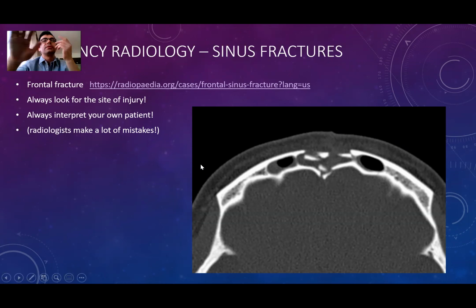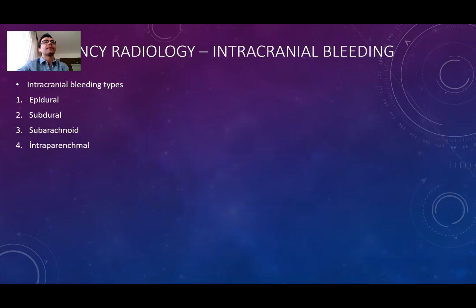Okay. So in terms of trauma patients, always look for the site of injury. You will have the patient in front of you, so you have an advantage for that. Many things can be misdiagnosed. A lot of traumas are misinterpreted by tired radiologists or bored radiologists. So radiologists also make a lot of mistakes. Always interpret your own patients.